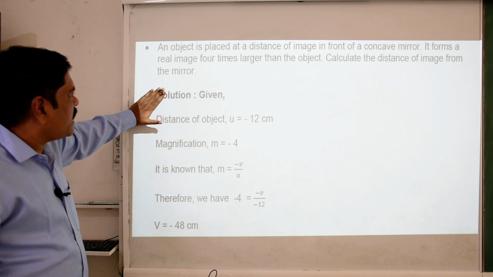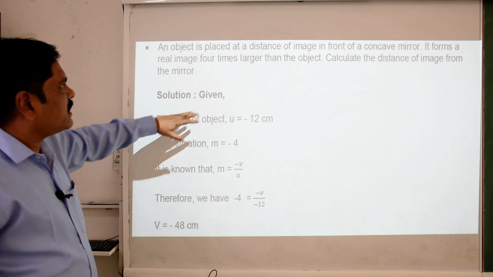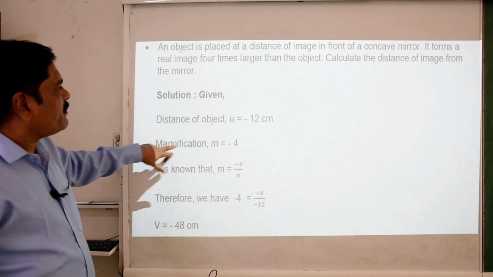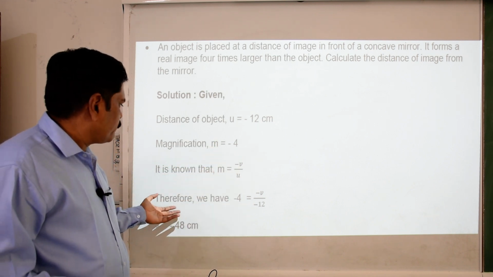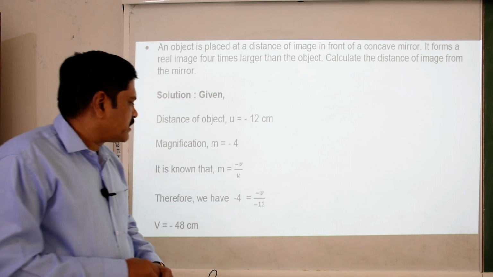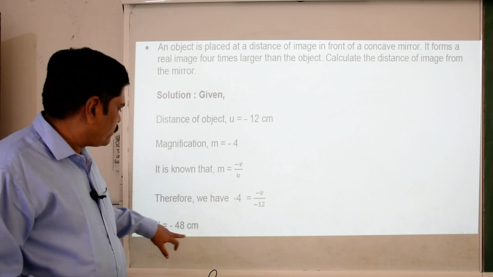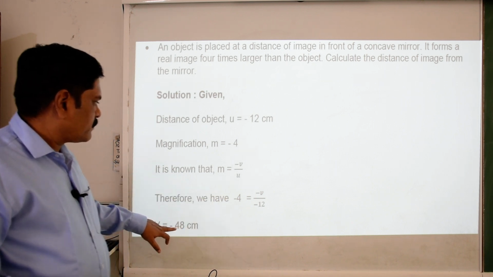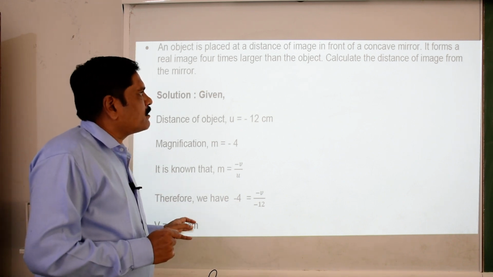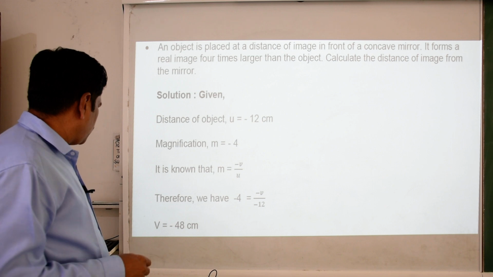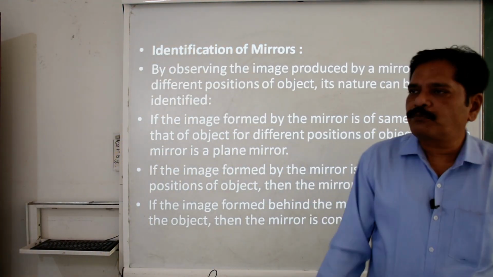If you observe that, then the distance of the object is 12 centimeter, that is minus 12. The magnification will be minus 4. It is taken as minus v upon u, therefore minus 4 is equal to minus v upon minus 12. It passes to this side, then 12 times 4 is 48, that is 48 centimeter. It is wrongly written there by mistake, so remember this. This way we can find out the image and object position.